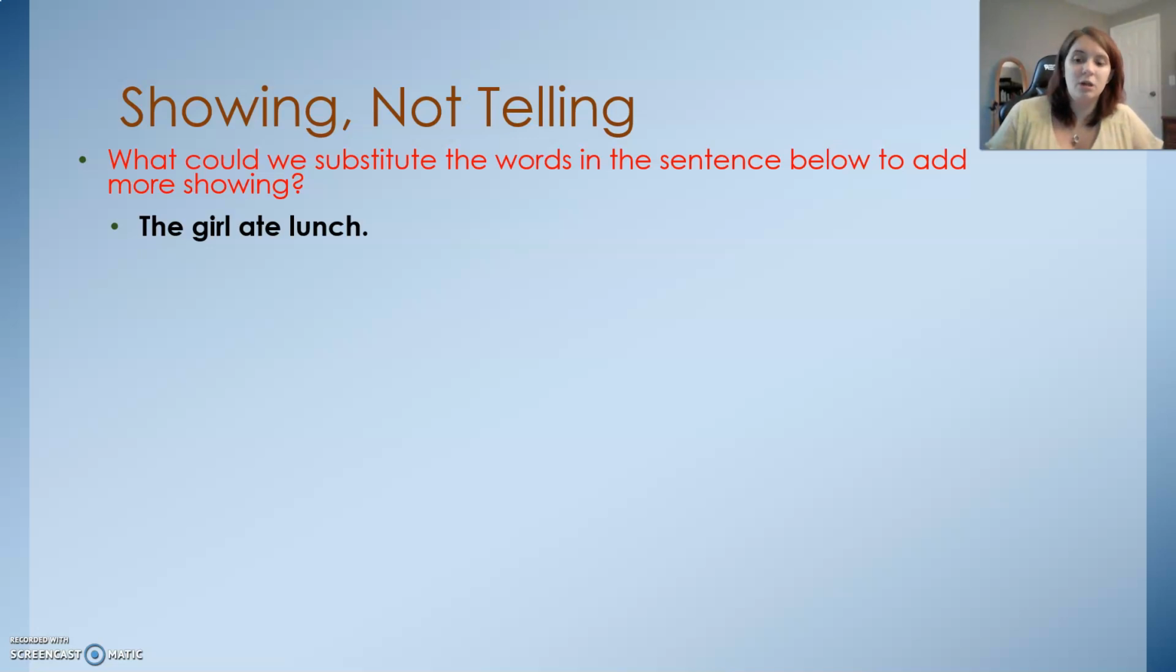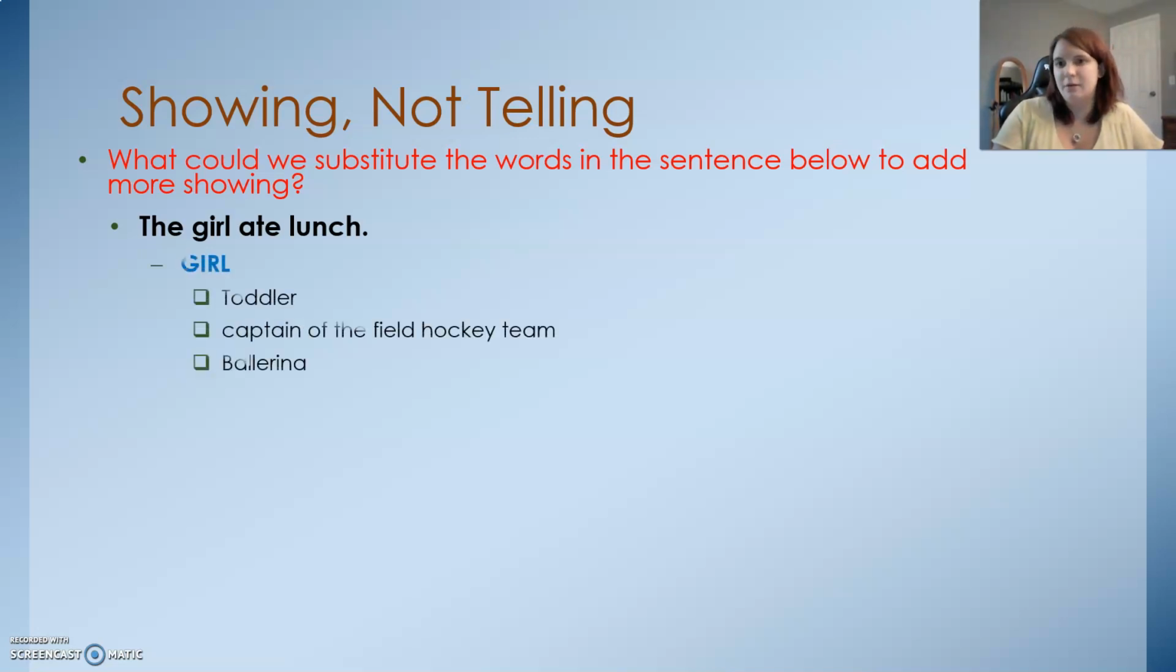So the first word that we're going to tweak is girl. What girl? Well, is it a toddler, a captain of the field hockey team, a ballerina? We don't know. But adding those descriptions is going to give us a more interesting sentence and more of an image. Because if I'm thinking of a toddler, I think of a little kid. If I just say girl, that's very broad.